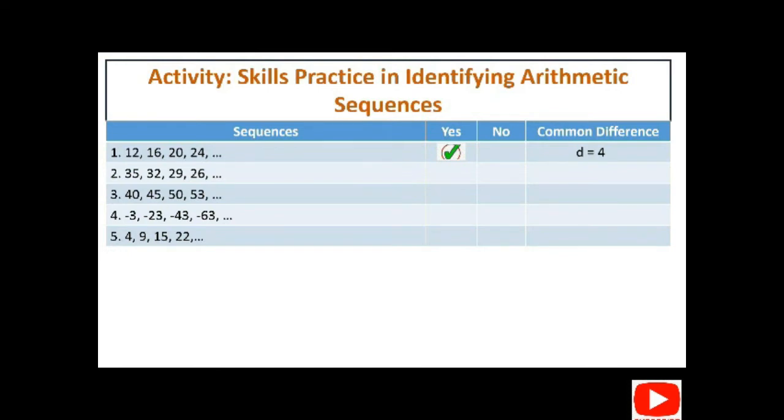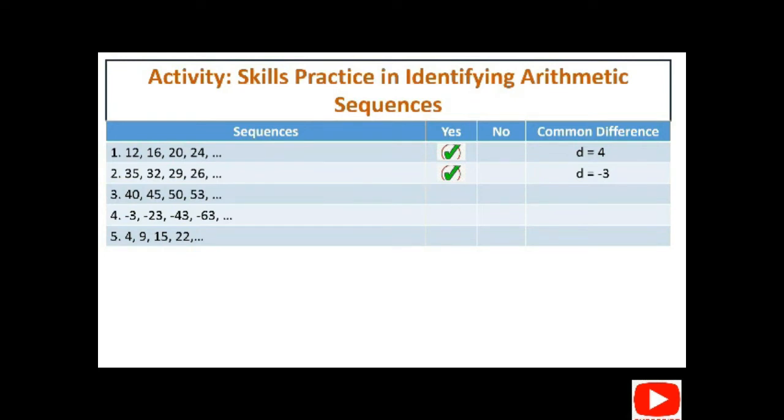Now let's proceed to number 2: 35, 32, 29, 26. Now let's check if this is arithmetic. Yes, this is arithmetic. What is the common difference? The common difference is negative 3. Since the arithmetic sequence is decreasing, that is why the common difference is negative. Or simply apply the formula for getting the common difference: 32 minus 35 is negative 3, 29 minus 32 is negative 3, 26 minus 29 is negative 3.